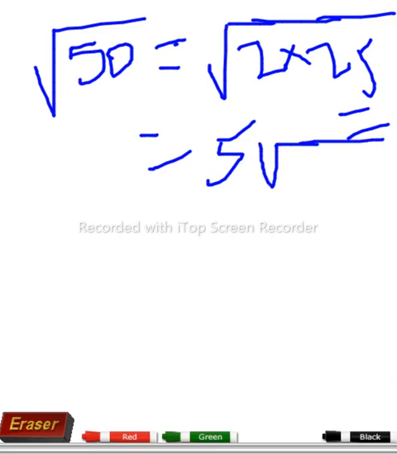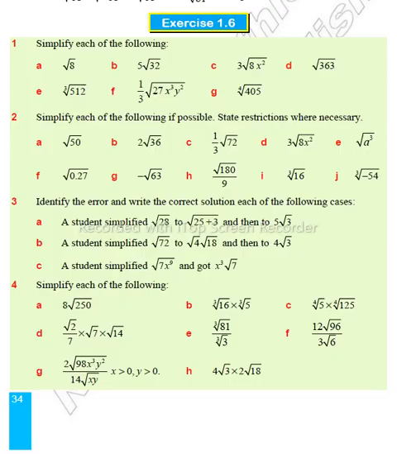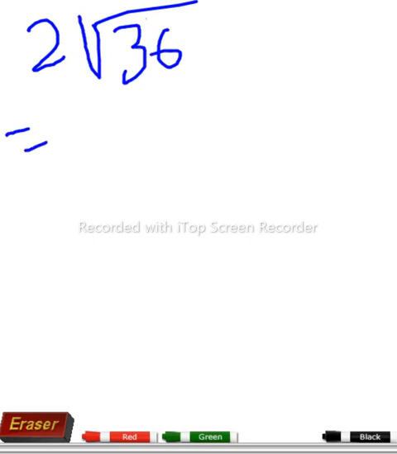We can write it again here. This is the final answer after simplification. And the next question says 2 times the square root of 36. We have this very simple question: 2 square root of 36. This means 36 is 6 to the power of 2, or 6 times 6.